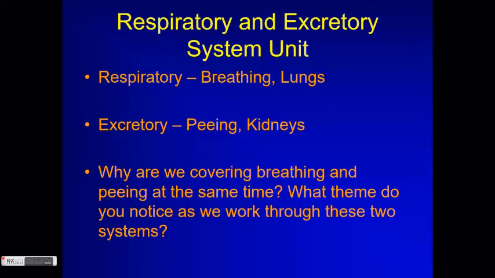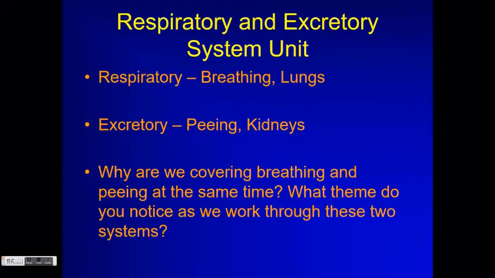Next unit. This next unit that we're going to be covering here involves the respiratory and excretory systems. Just so you know, respiratory involves breathing, so we're going to be talking about how that works, the mechanics of that, as well as taking a look at the lungs and a variety of other parts to your respiratory system. Your excretory system involves peeing and your kidneys and a few other parts as well.